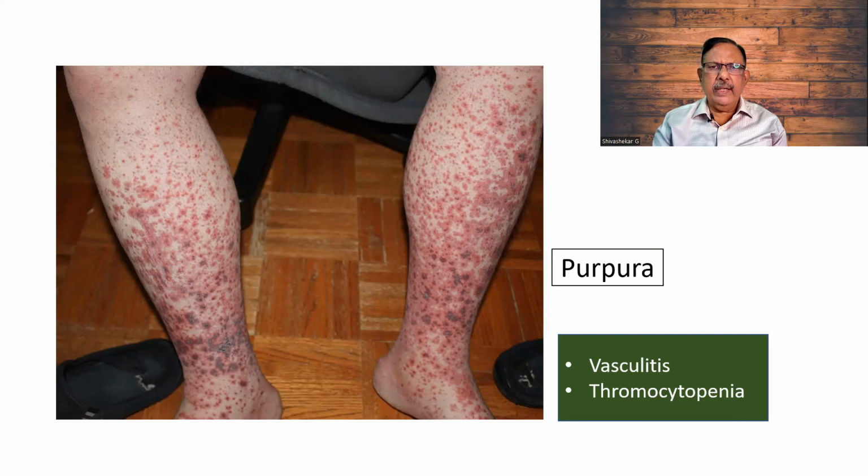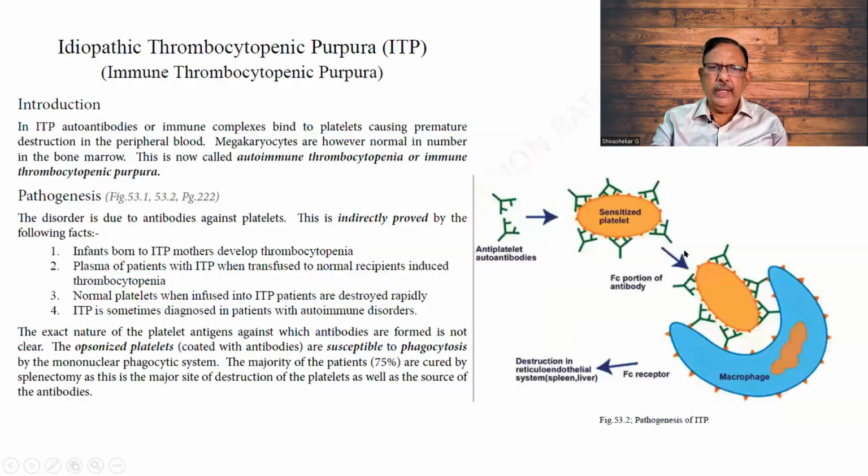Then comes purpura and sometimes blotchy lesions. See these large irregular map-like areas. These are called ecchymosis. Any of these can occur in vasculitis and thrombocytopenia. In this class, I shall be concentrating on idiopathic thrombocytopenic purpura.